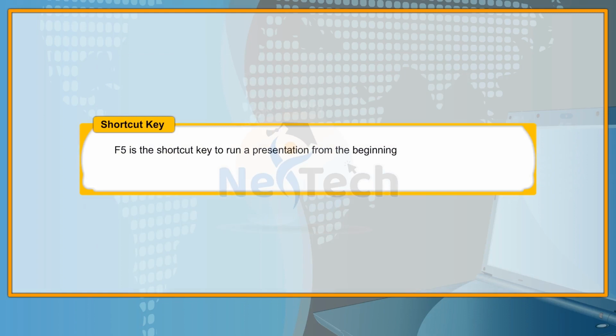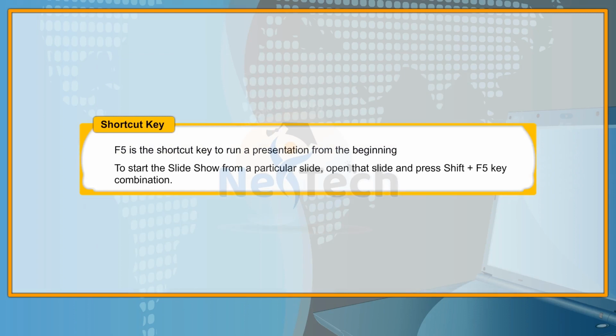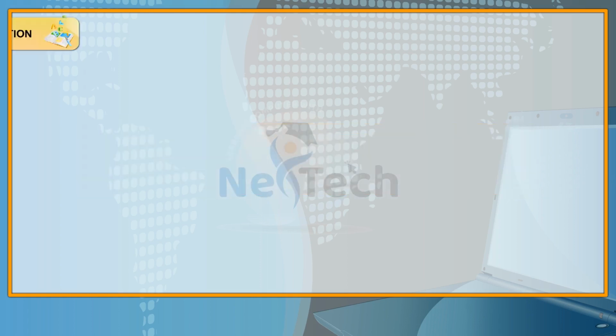Shortcut key. F5 is the shortcut key to run a presentation from the beginning. To start the slideshow from a particular slide, open that slide and press Shift plus F5 key combination.